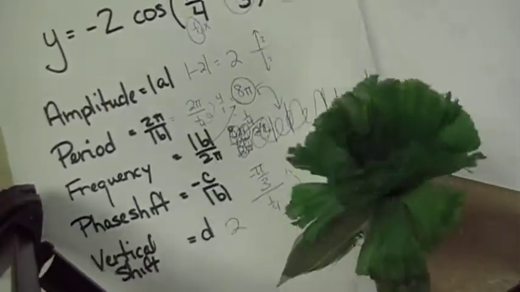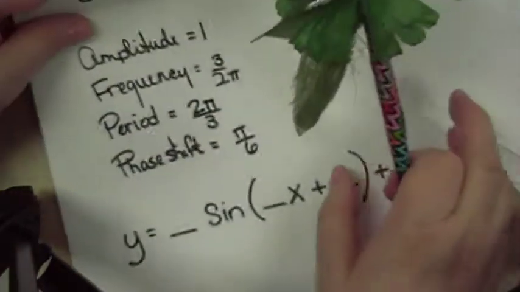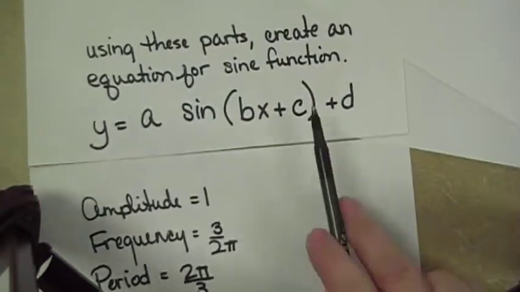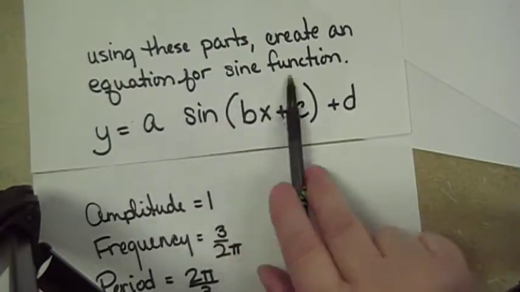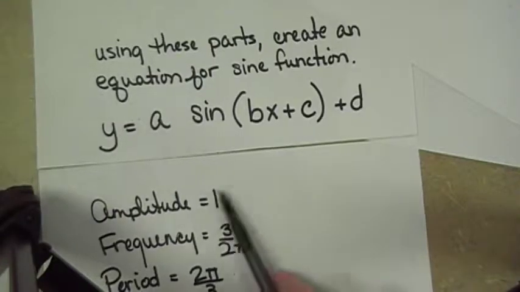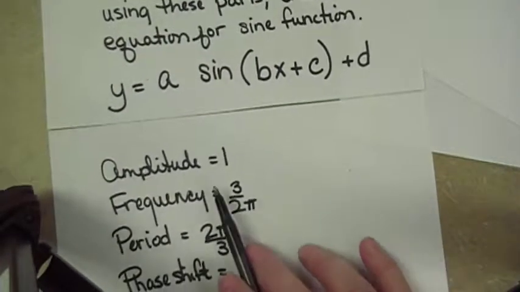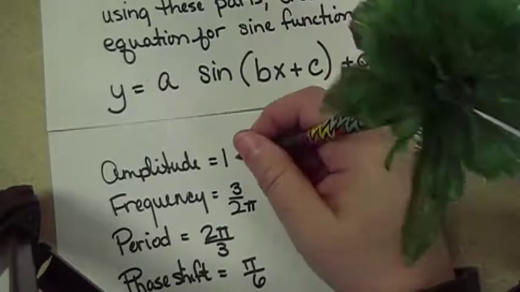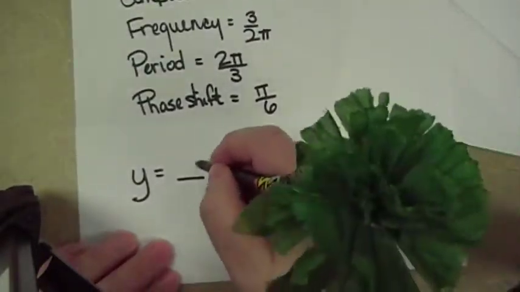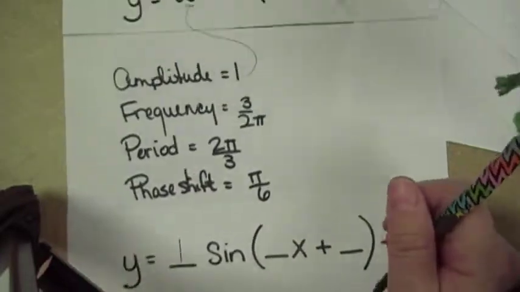Writing it the backwards way then, what if there's the regular equation, so using the parts to create an equation for the sine function. So here's our usual equation, and the amplitude we have is 1. Well, we know right away that 1 is going to go in that position there. So I'm going to put it into the equation down here. So we know that that's 1.